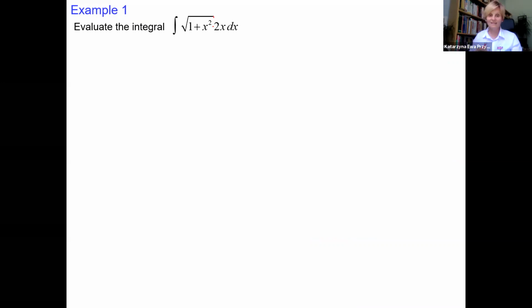2x is not under the square root. We do see square root of 1 plus x squared, and we also see 2x. Of course, the square root function is the compound function, and the inner function is 1 plus x squared. That's what we will do for the u substitution. Okay, u is 1 plus x squared.